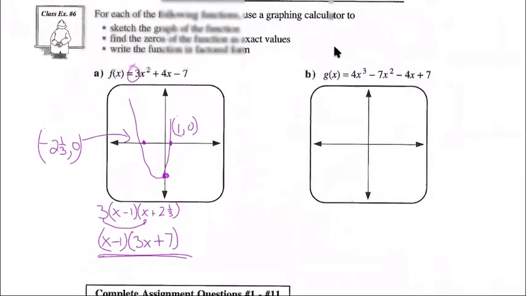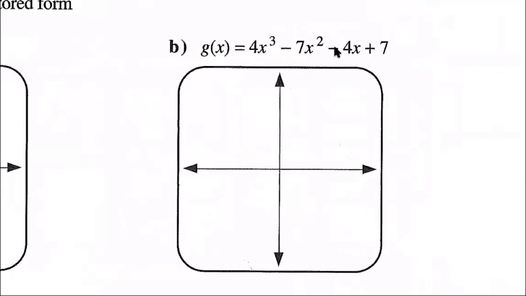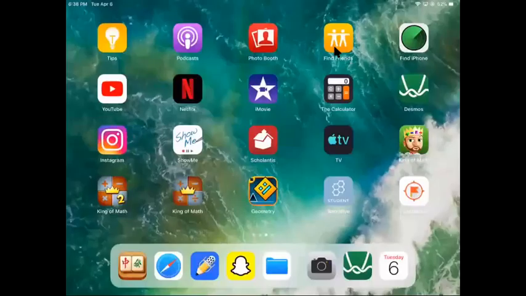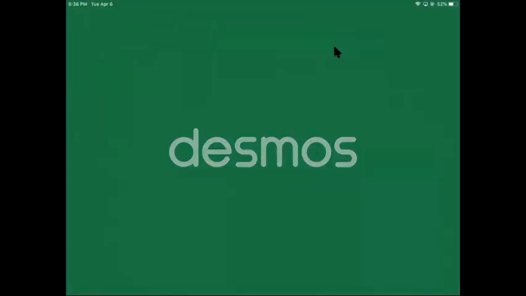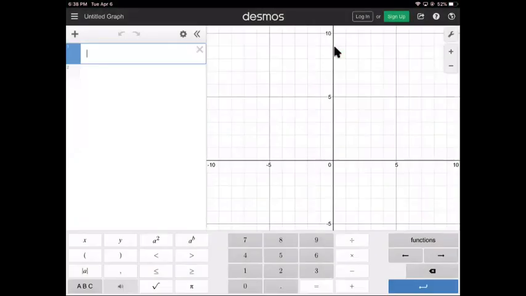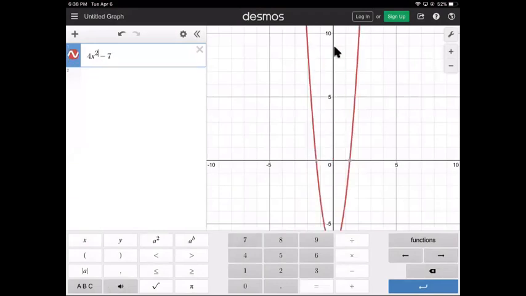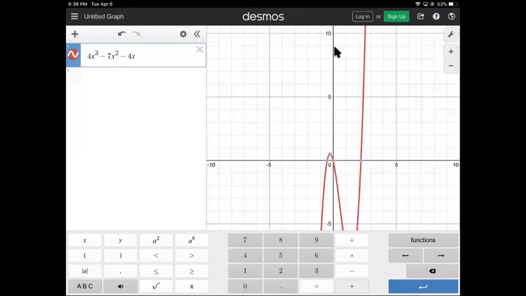Next question, question B. This is a cubic. You won't be asked to do any work with a cubic, but it's just kind of nice to see how they work. So they work the same way. Cubics, quartics, quintics, whatever you want to call them, fourth degree, fifth degree polynomials, all kind of work the same. All our x-intercepts will be factors of our polynomial. 4x squared minus 7x, sorry, that should be 4x cubed. This should be 7x squared minus 4x plus 7.